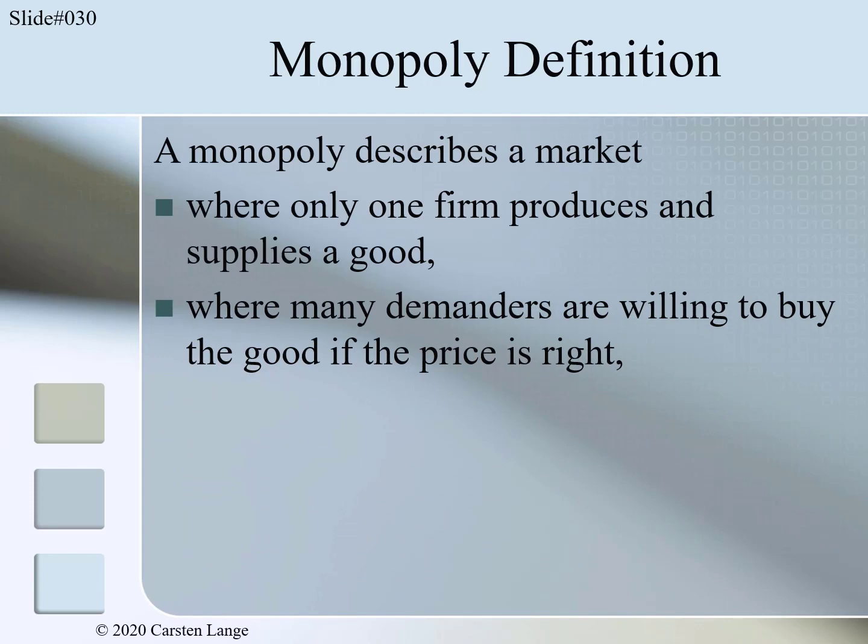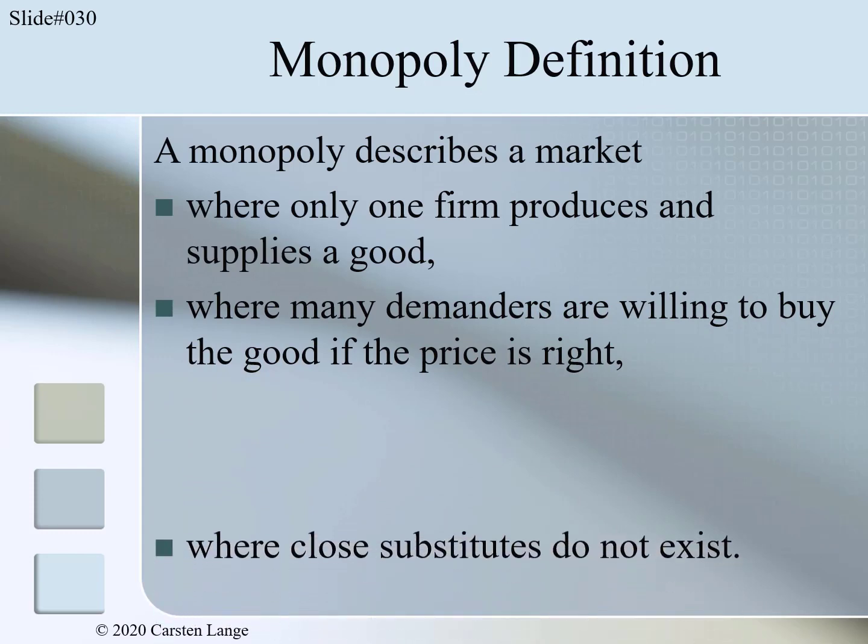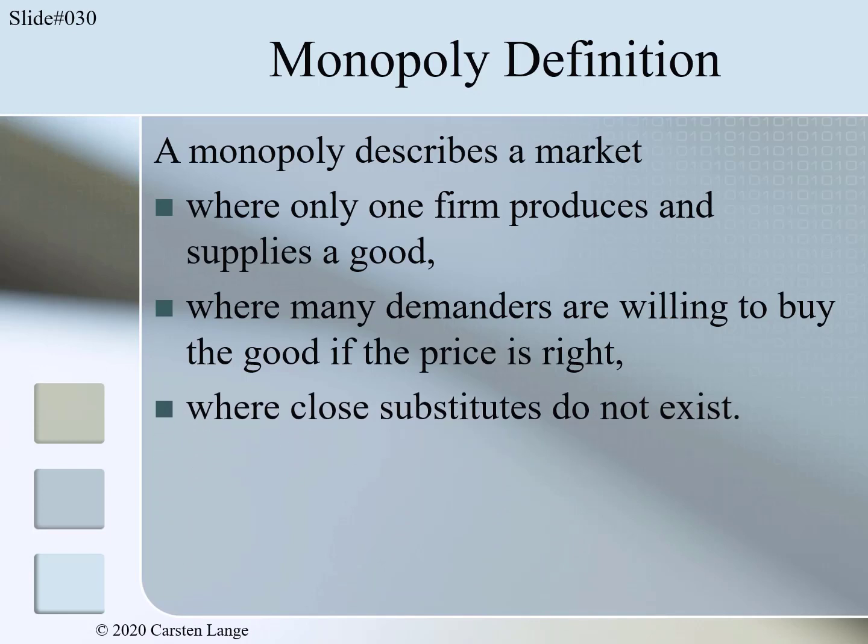We further assume that close substitutes to the good discussed do not exist. The last assumption will become important when we talk about the market power of a monopoly. Because if close substitutes existed, then a monopolist wouldn't have any market power, because consumers could always change to the very similar substitutes. That's why we assume that no close substitutes exist.